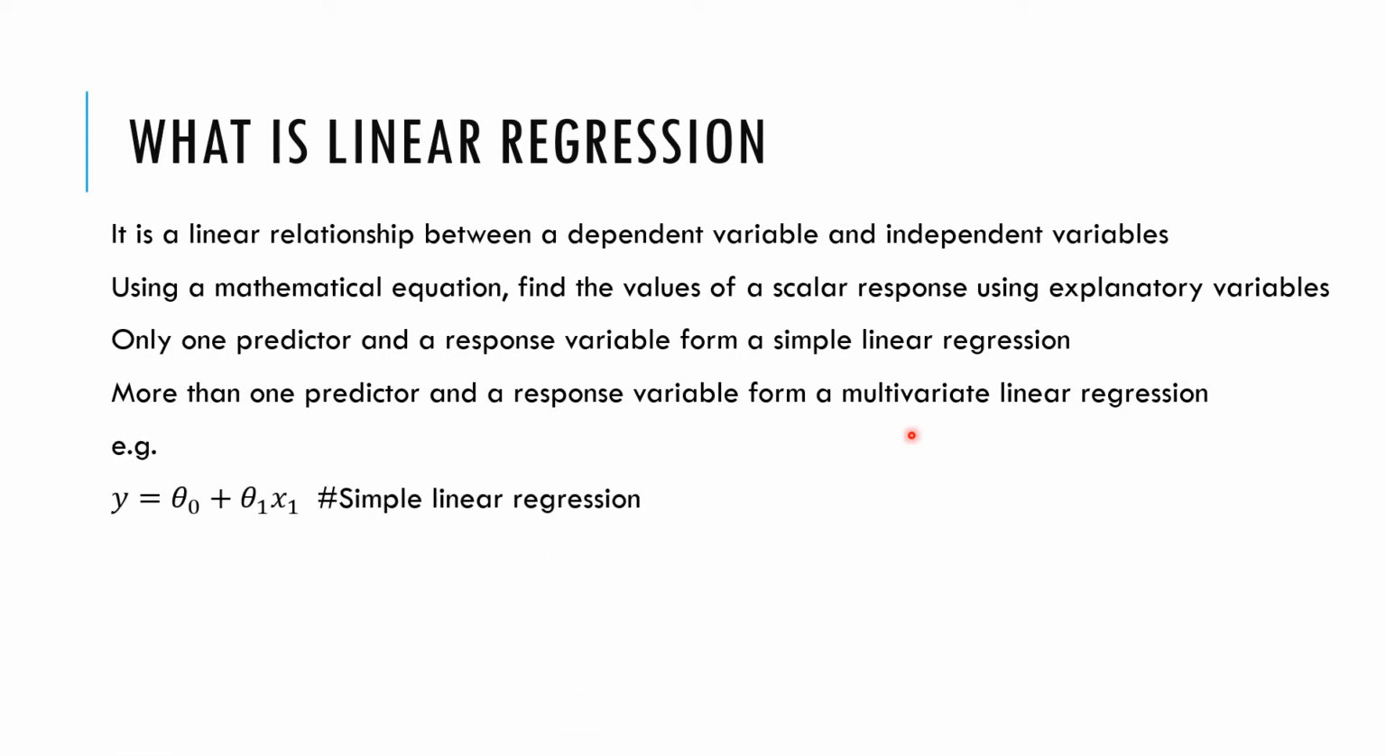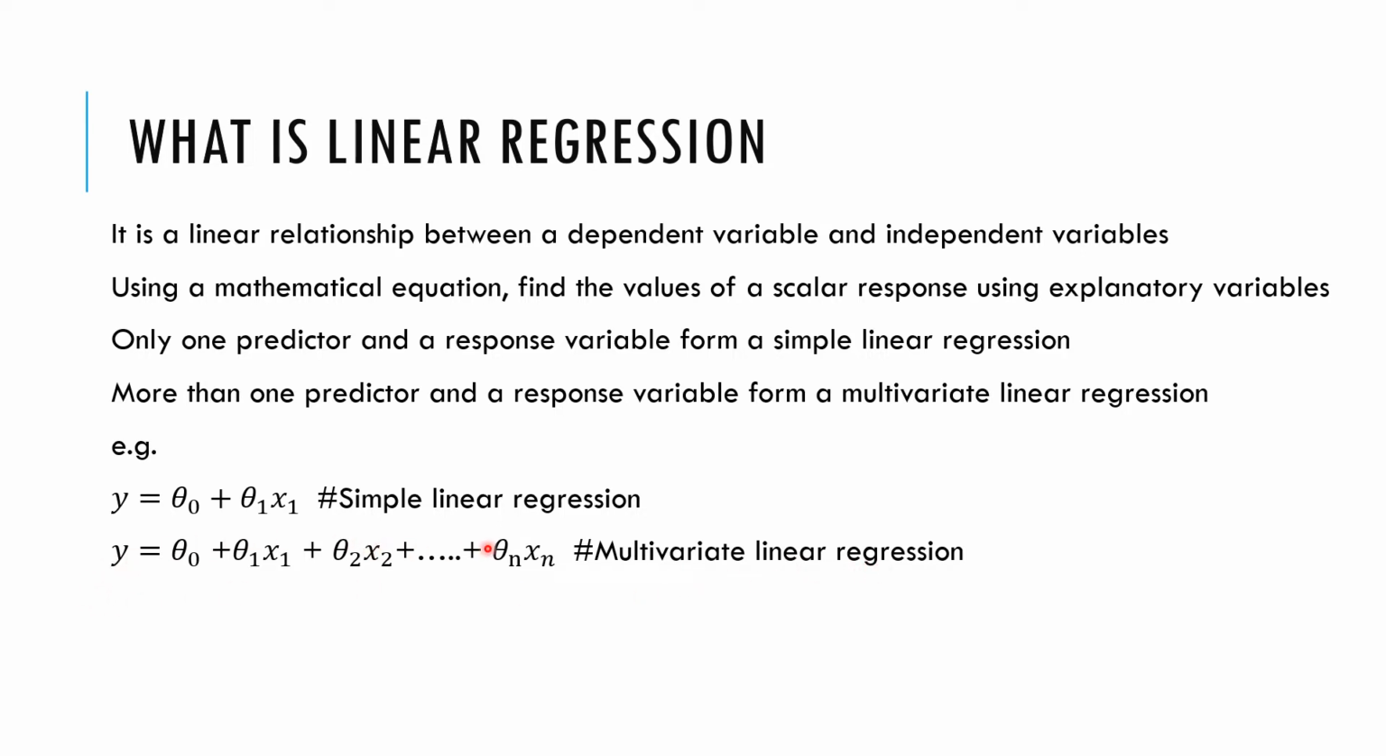So let's look at how it works. Here is y = theta 0 + theta 1 x1. This is the example of simple linear regression. This is the mathematical equation. This x1 is the independent variable and y is the dependent variable or response variable, and x1 is also called predictor or explanatory variable.